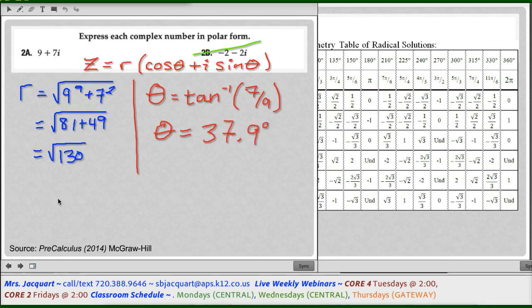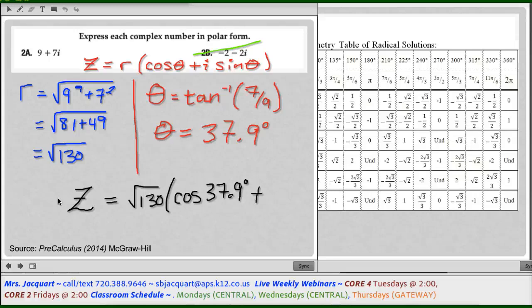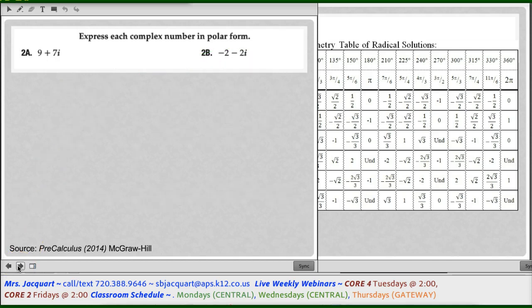And then what we're going to do is write it in our polar form. Equals square root of 130 cosine 37.9 degrees plus i sine 37.9 degrees. Alrighty, so that's how we do polar form. Let's work the next problem.